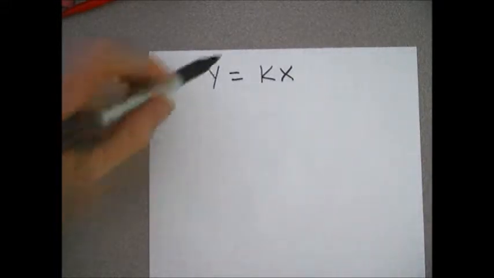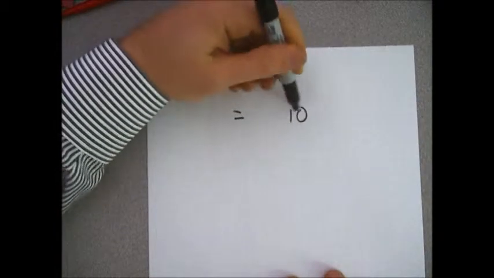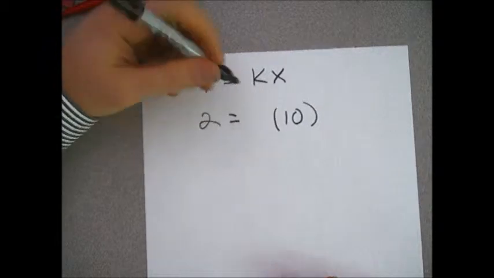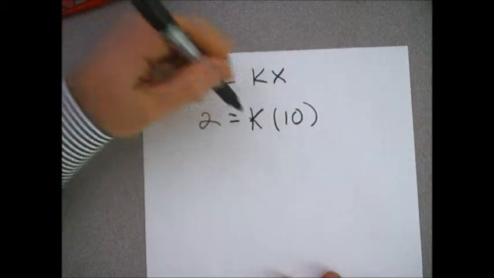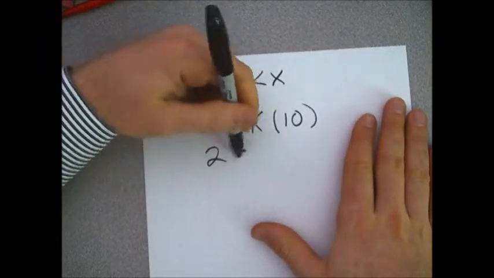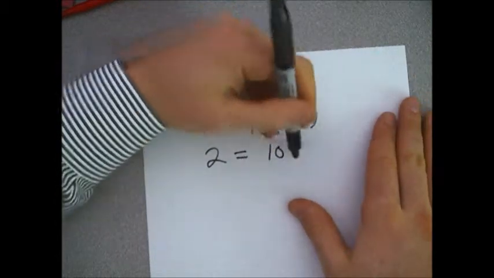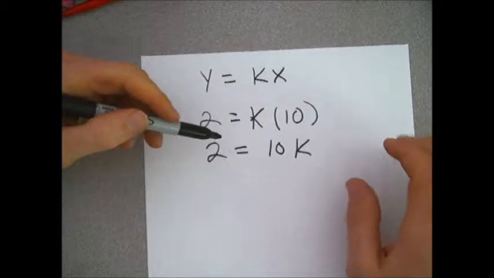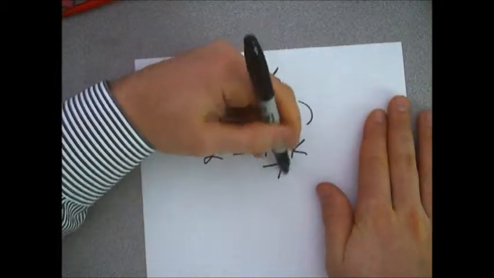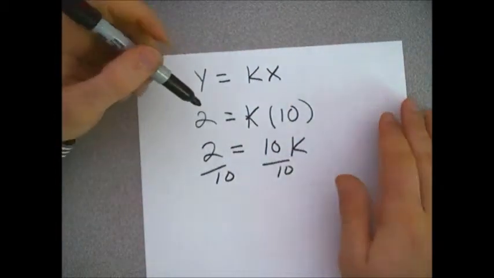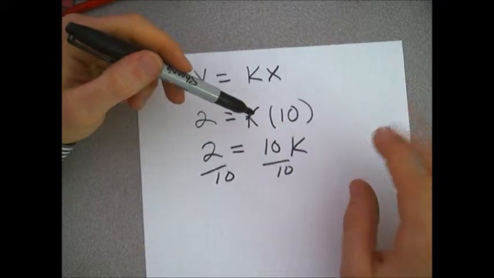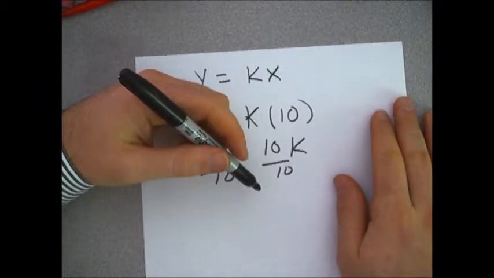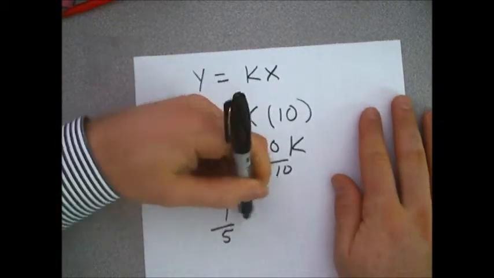If x is 10, so plug that in. If x is 10, when y is 2, what do I have left to find? K, so find that. So 2 is equal to, we don't say k10, it's really 10k. How do I solve that for k? Divide both sides by 10. Why do you got to divide? Well, it's being multiplied, so to undo it, we divide. And then 2 over 10 is really what? 1/5. So 1/5 is equal to k.